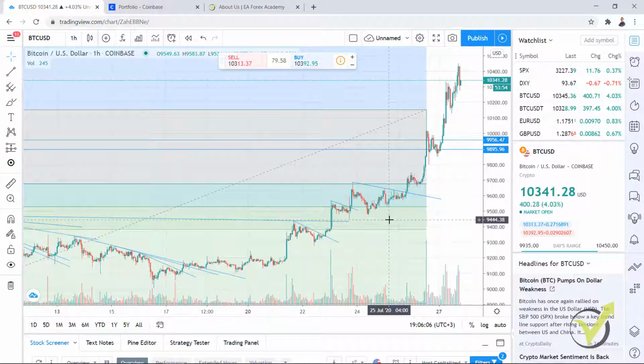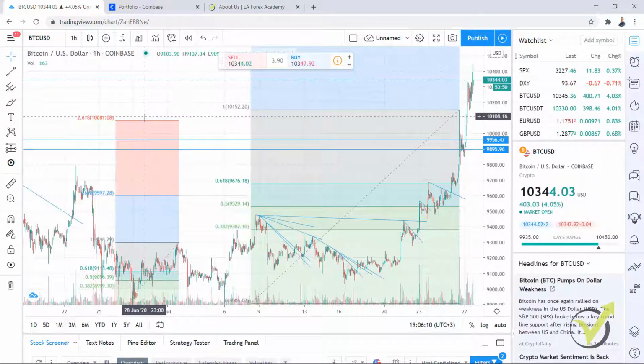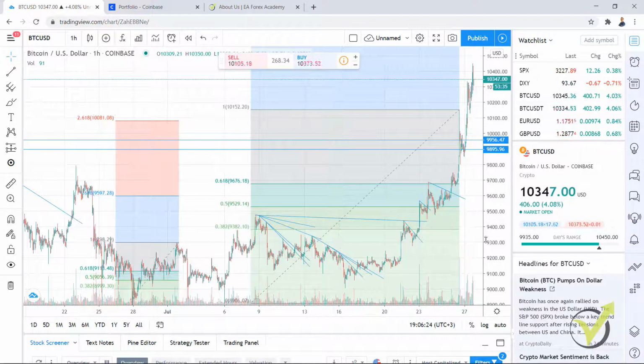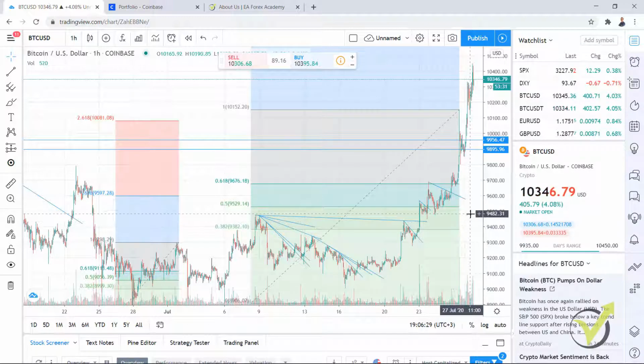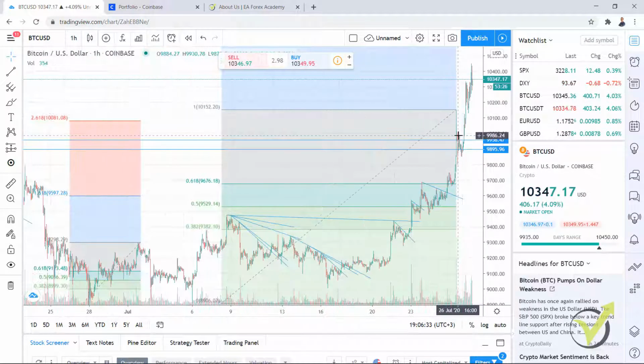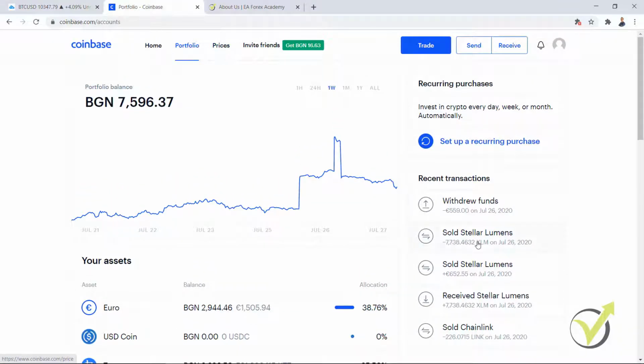For example, yesterday I took some profits after Bitcoin reached my target of 2.618 from Fibonacci, and it continued higher. So if I allowed myself to fall into emotions, I would say, alright, let me keep these cryptos longer, and because the price is going upwards, I want more profit. But I will show you what happened with these cryptos that I sold yesterday.